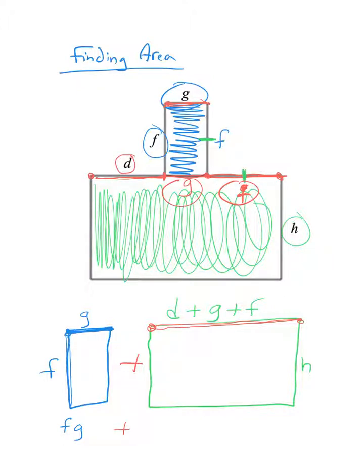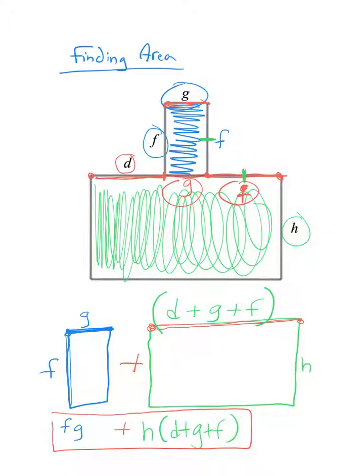Okay, there we go. I'm one step away now. My final step is to multiply them together. So for this, I'm going to put this in parentheses. Always put it in parentheses if you have a group. I'm just going to say this is height multiplied by D plus G plus F. And this is our final answer for the area. The area equals FG plus H times D plus G plus F, all in parentheses.